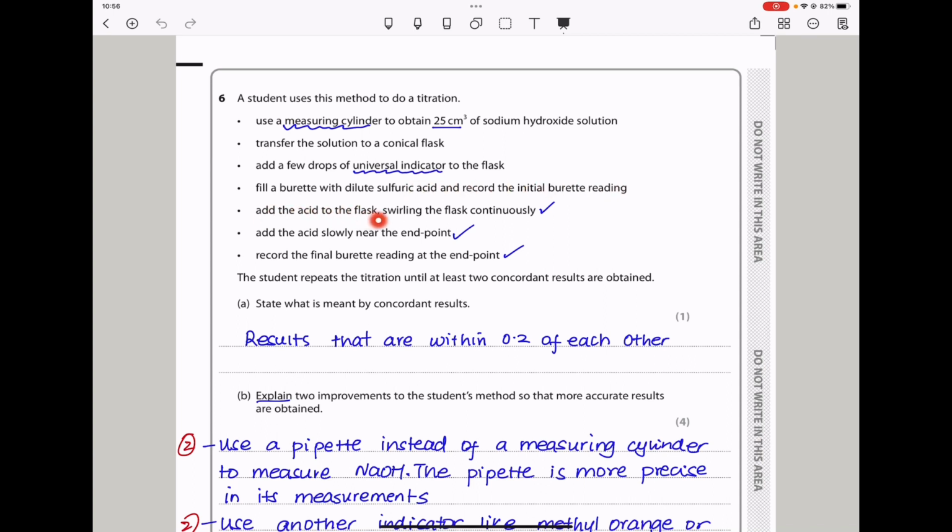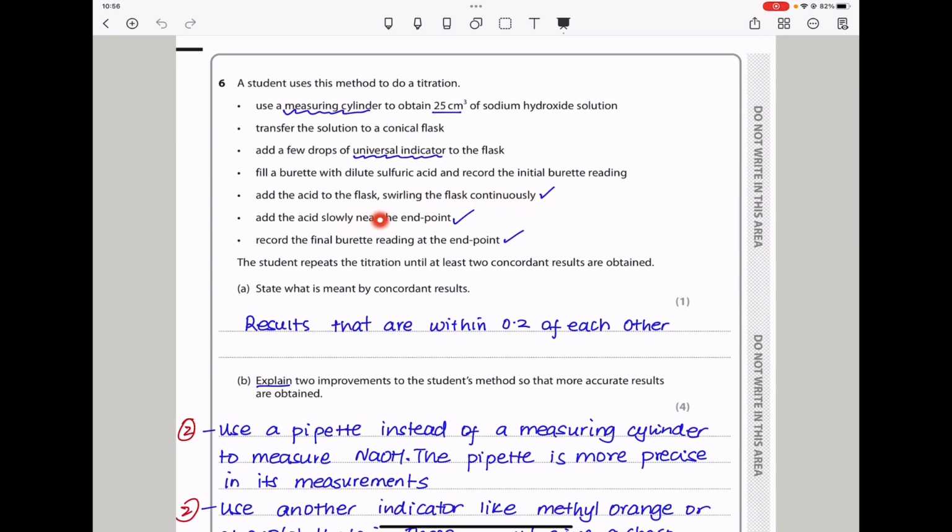Add the acid to the flask, swirling the flask continuously. Then add the acid slowly near the end point. Record the final burette reading at the end point. Then they say the student repeats the titration until at least 2 concordant results are obtained.